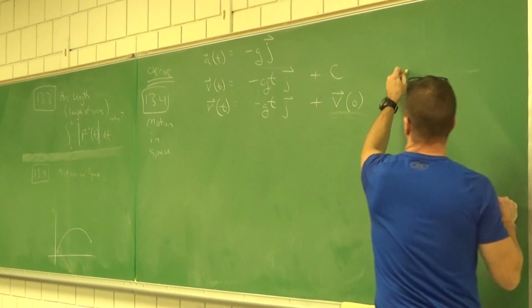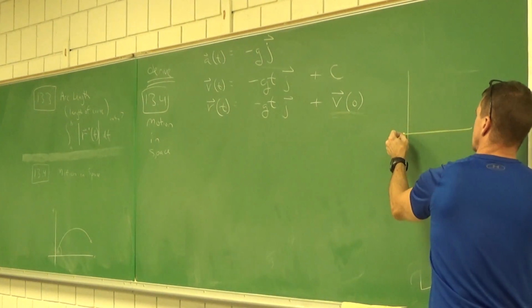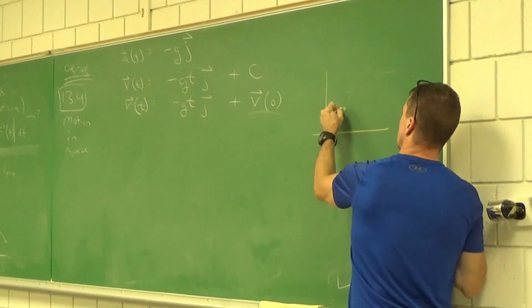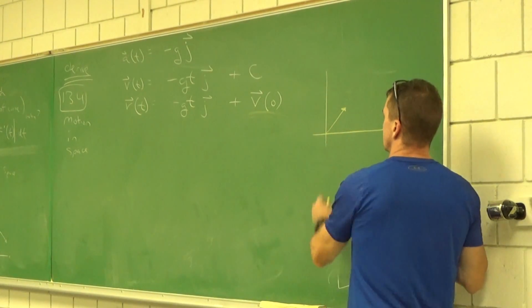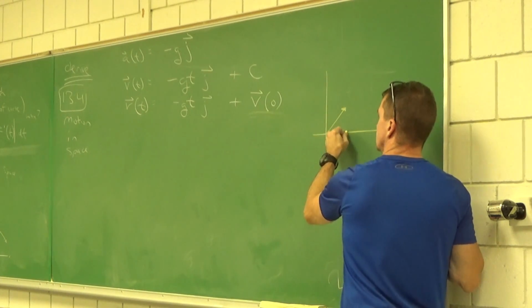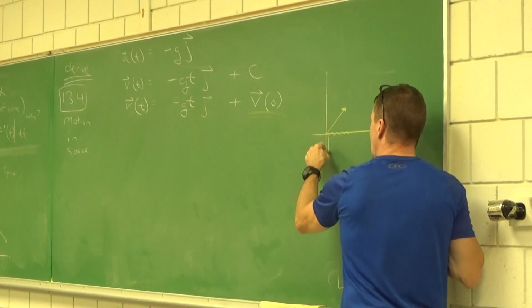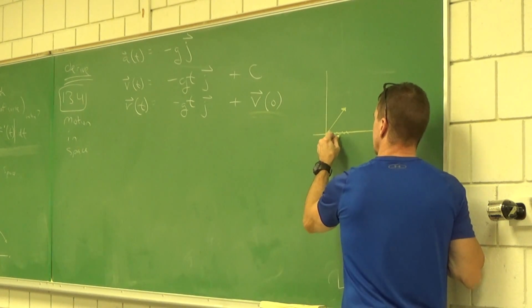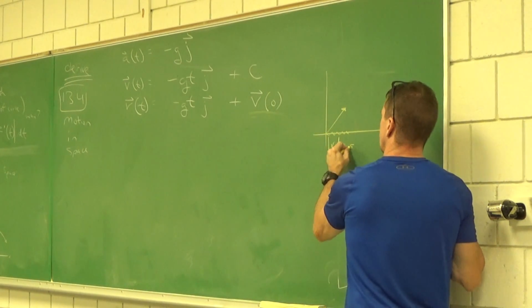I'm just going to draw a picture. And we're thinking of initial velocity right here. The initial velocity vector. Can we think of its two components, x and y? What would the x component be? It'd be the magnitude of the initial velocity times cosine theta.